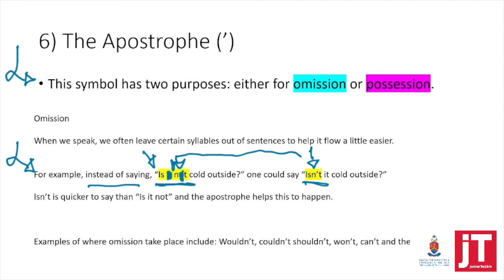Okay, let's have a look here. Isn't it quicker than to just say, is it not? And the apostrophe helps this to happen. Examples of where omission can take place include wouldn't, okay? Previously would not. Okay, couldn't, could not, shouldn't, should not. Do you see the pattern here? They merge. The apostrophe kind of signifies, yes, these two words have merged, and yes, certain letters are gone. And so I'm just going to pop an apostrophe in there and be forgiven.